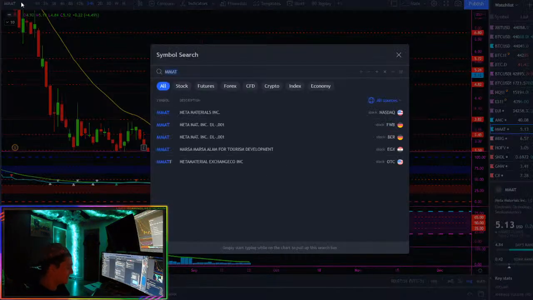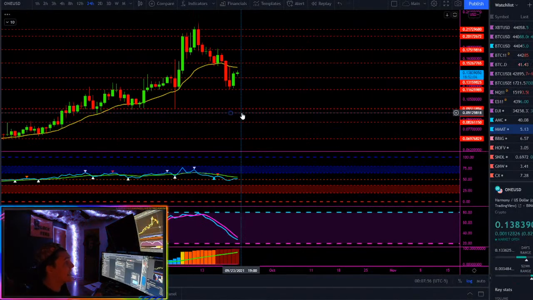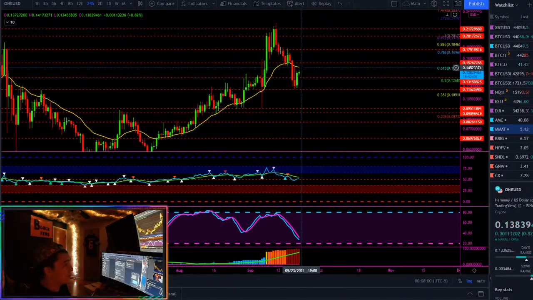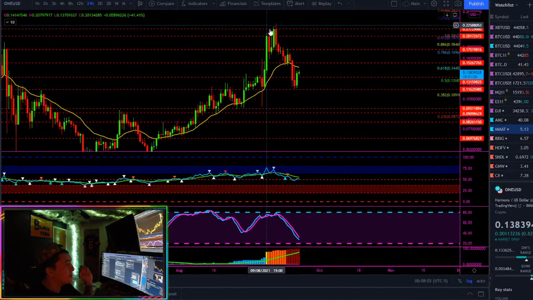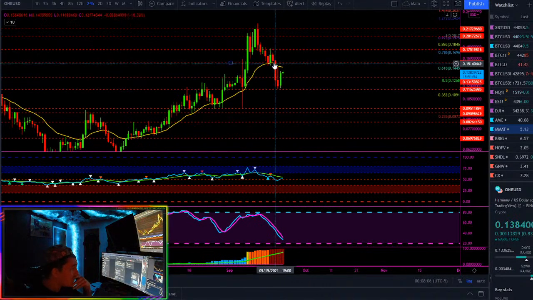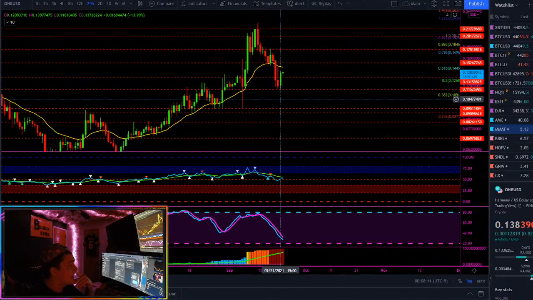Let's check out 1 USD. Harmony. Below the 21 exponential, finally. I'm going to be looking for the 21 to reject, same as Bitcoin. It looks like this one moved when Bitcoin moved, just in a delayed fashion here. Below the 21 we are, and currently above support, printing a new low.